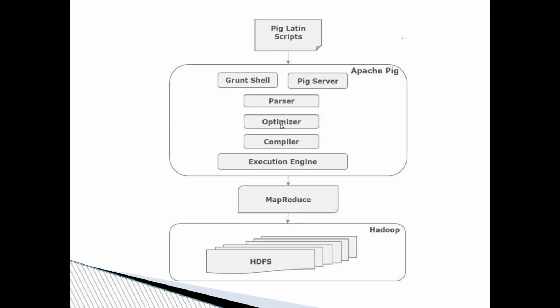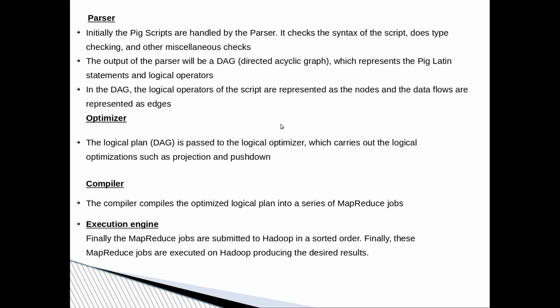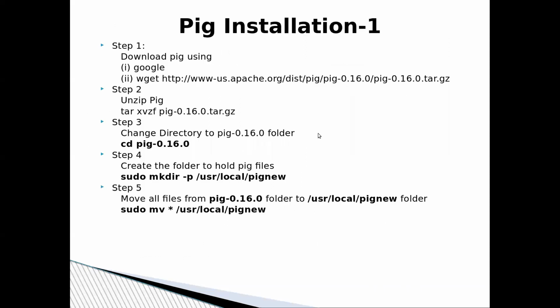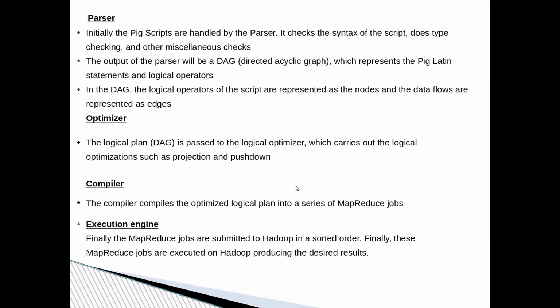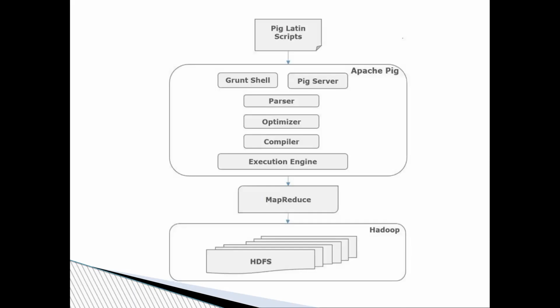The optimizer will do a lot of projections and push down, okay, and it will optimize your code. The logical optimization of the code is done, which is then given to the compiler. The task of the compiler is to produce a series of MapReduce jobs and give it to the execution engine, which then gives it to the Hadoop HDFS, so that the analytics can be carried out, and the results can be stored in HDFS and can be viewed. So this is the architecture of Apache Pig.